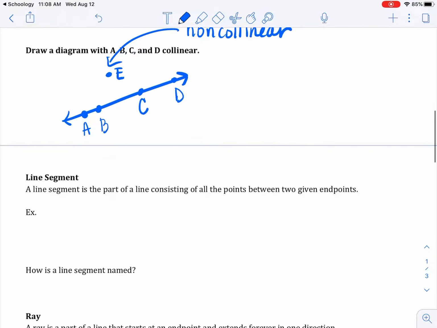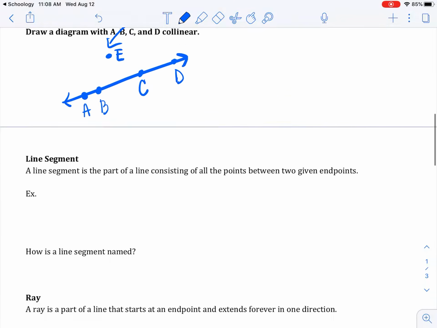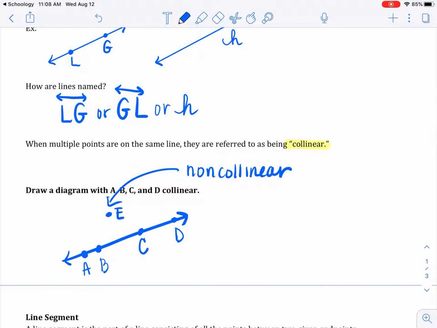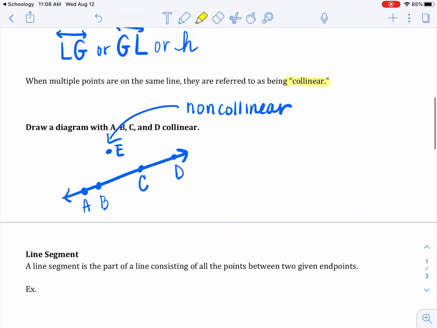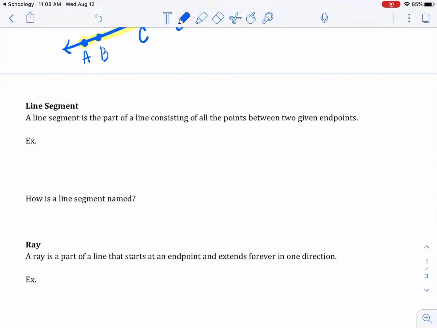Okay, next we have a line segment. A line segment is the part of the line consisting of all the points between the 2 given endpoints. So for example, let me get out my highlighter right here. AC is a segment. So is AB also a segment. CD is a segment. There's segment CD. So I'm going to draw it separate from this problem here, an example of what one looks like. It has 2 endpoints. It has points on the end.